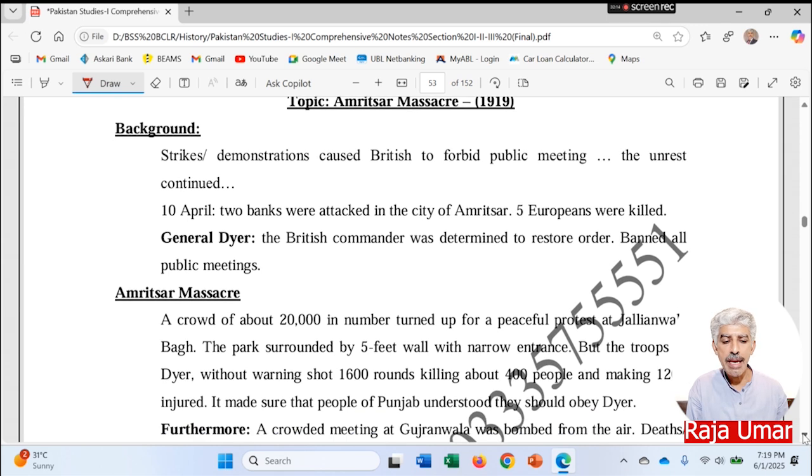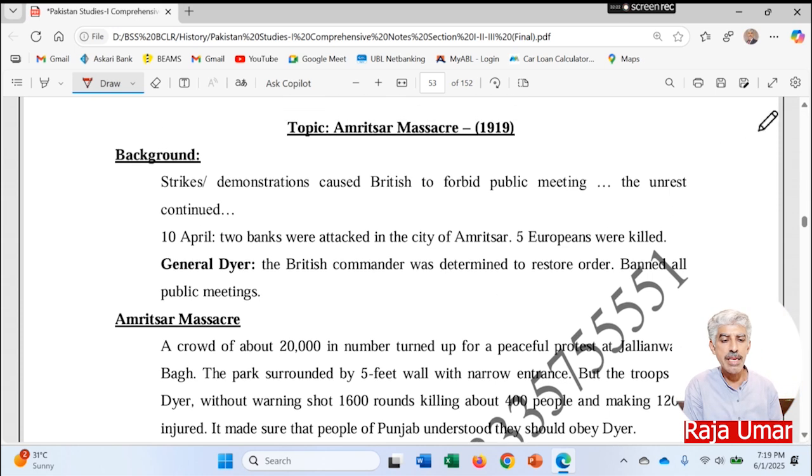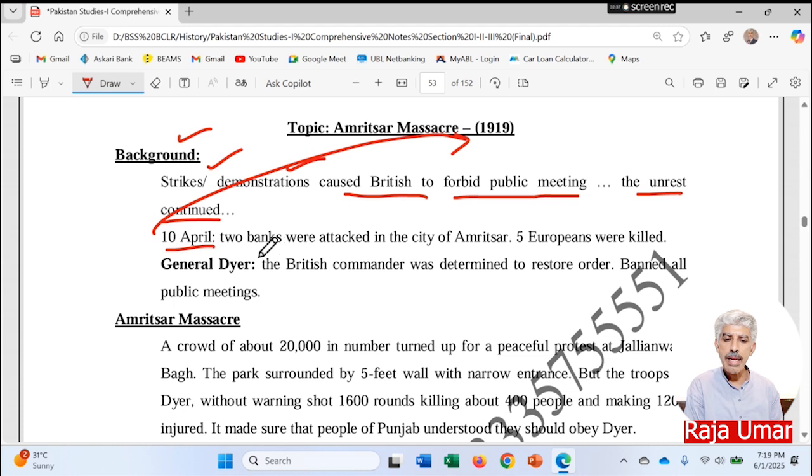And here came the first impact of the Rowlatt Act, the imposition of the Rowlatt Act, that is the Amritsar Massacre of 1919. Background: strikes were going on, demonstrations were going on, which caused the British to forbid public meetings. The unrest continued. On the 10th of April 1919, two banks were attacked in the city of Amritsar. Five Europeans were killed over there.